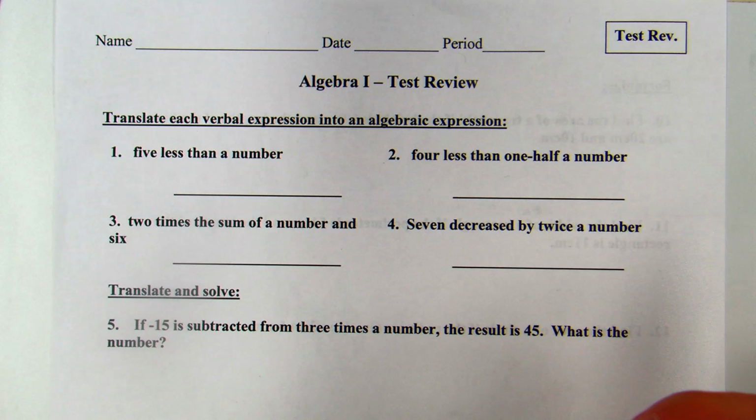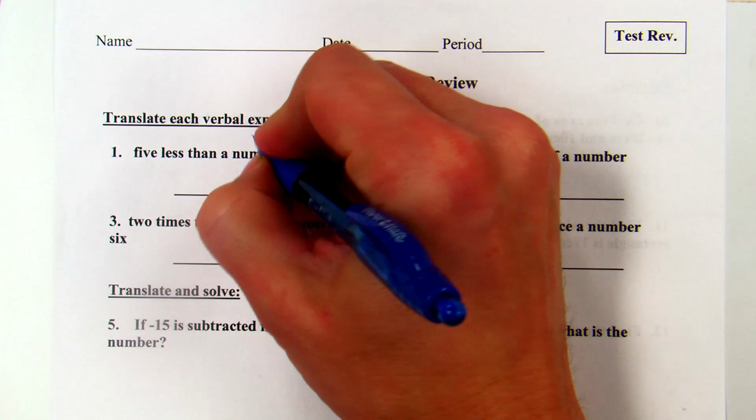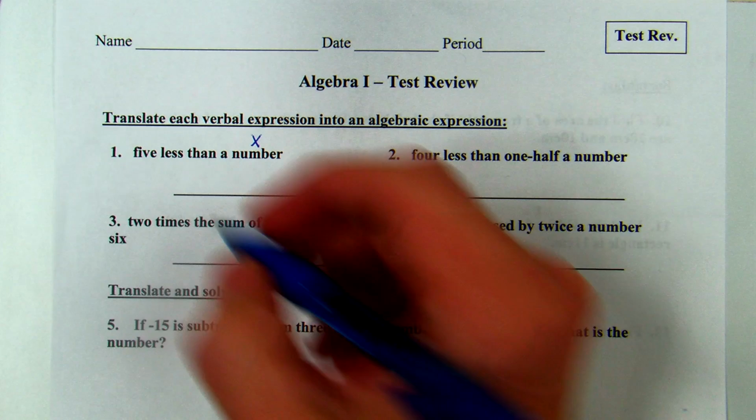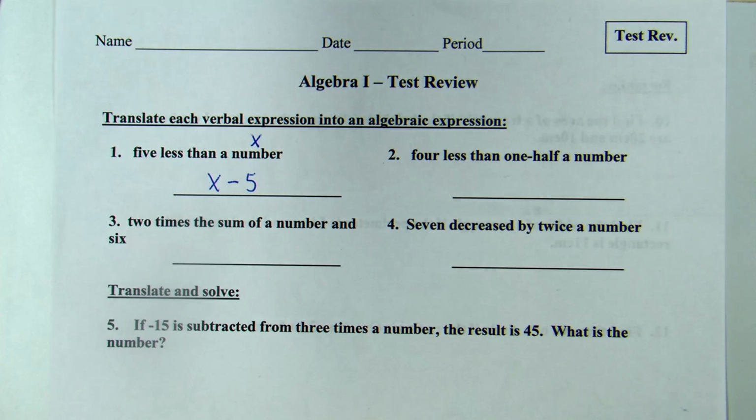Okay, so starting out, we're going to translate each verbal expression into an algebraic expression. The first one is 5 less than a number. A number we just represent by an X or a Y or an N, whatever variable letter they choose is fine. But we're doing 5 less than that number, so we're actually having to get smaller than X. In that case, the correct way to write this would be X minus 5, because we're getting smaller than a number and we're getting smaller by the increment of 5.